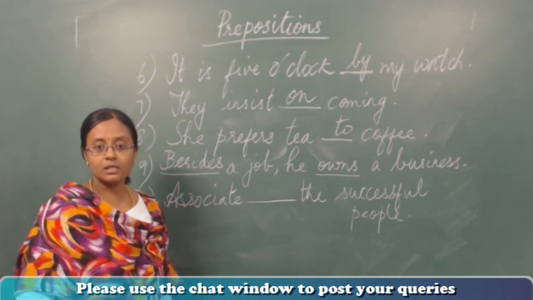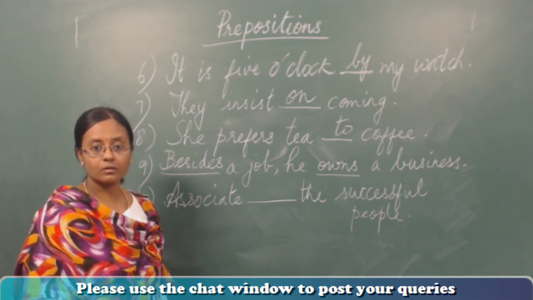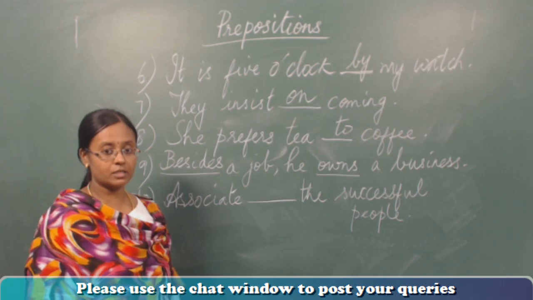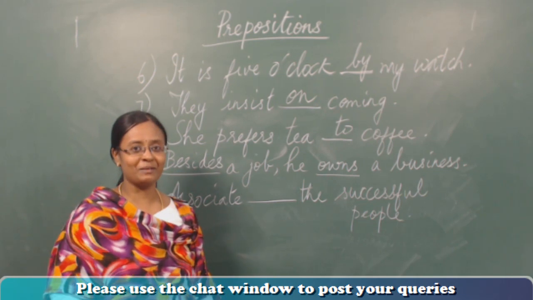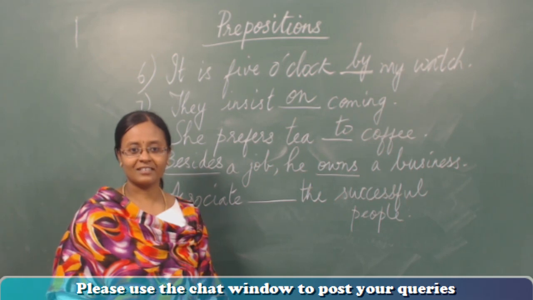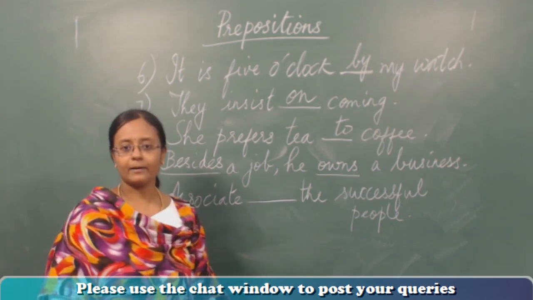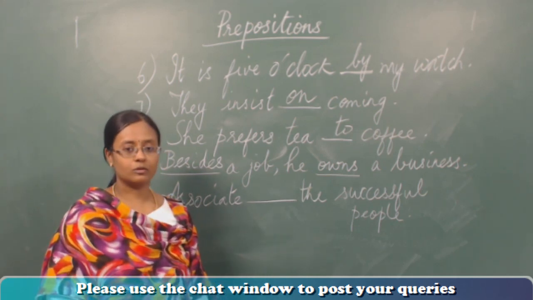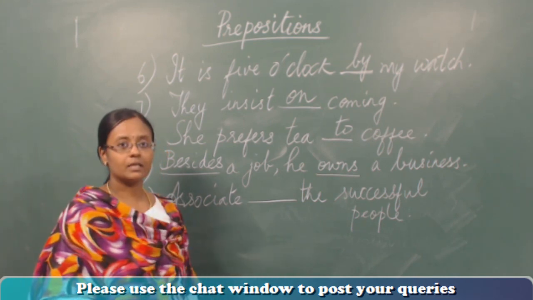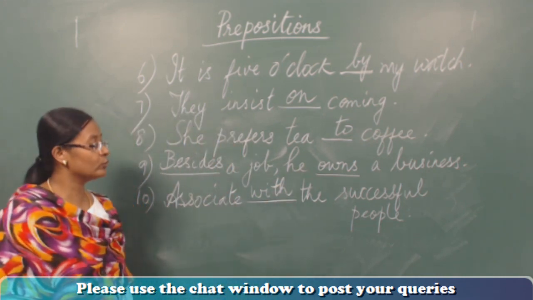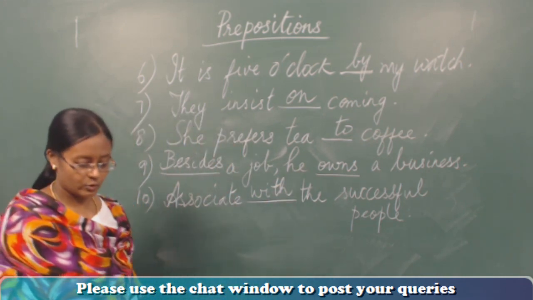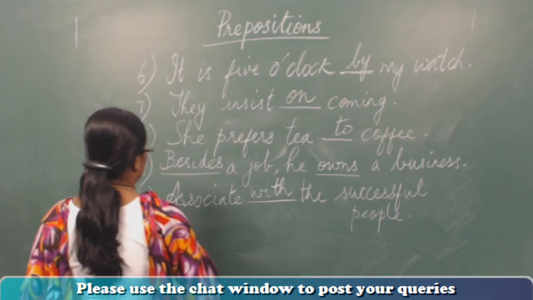The last one, associate dash the successful people. Even when I was writing the sentence, I told the answer by mistake. Which one? In front of. 10th, not 2. 2 is not the answer. Associate should always be followed by with. Associate with the successful people. Okay. Right.